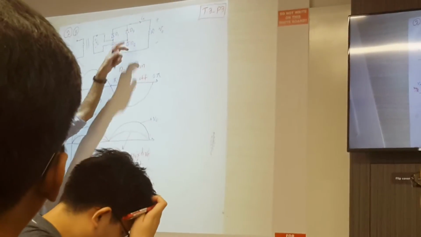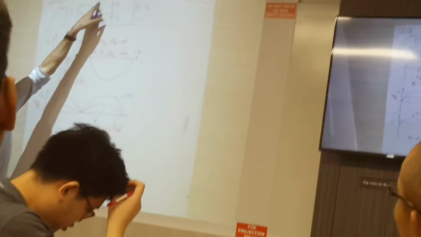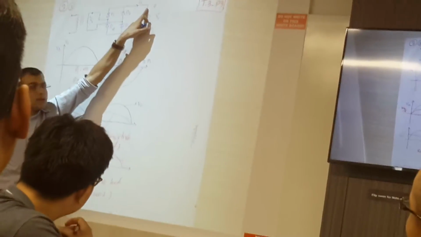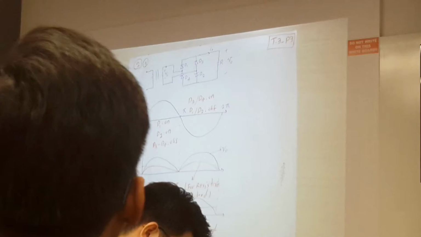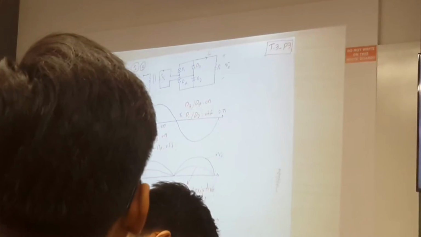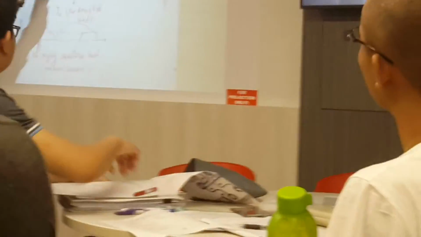So I can say from 0 to pi, D1 becomes on, so the current flows to the load like this, and then comes to D2 and goes to the source. So always we should consider that there should be a current path for the flowing of the current. So D1 on, D2 on, D3 and D4 become off.